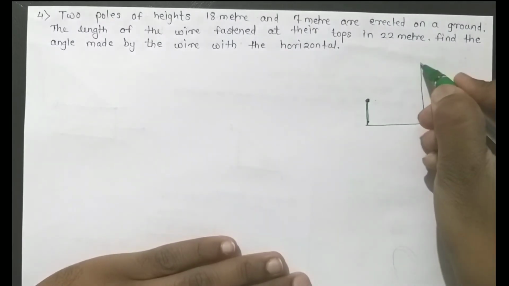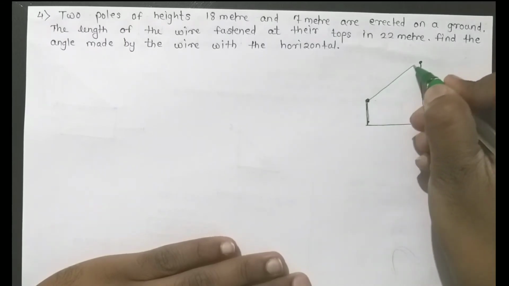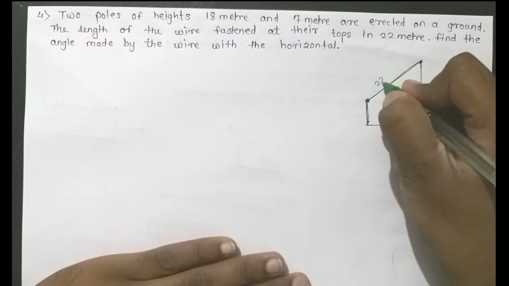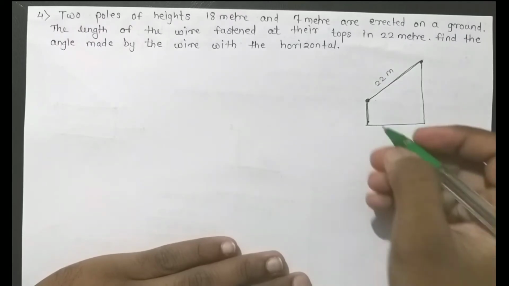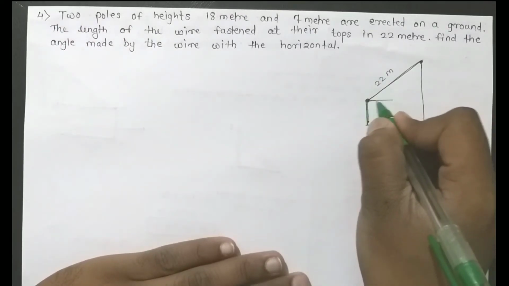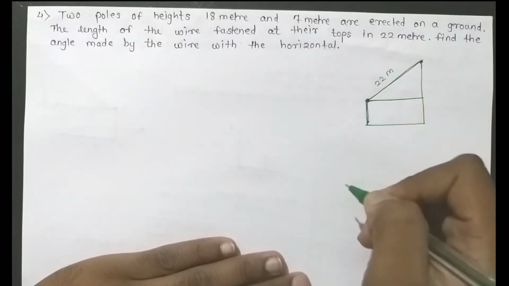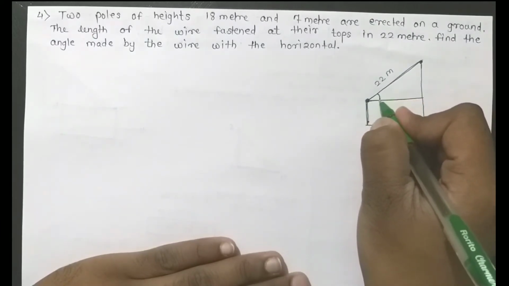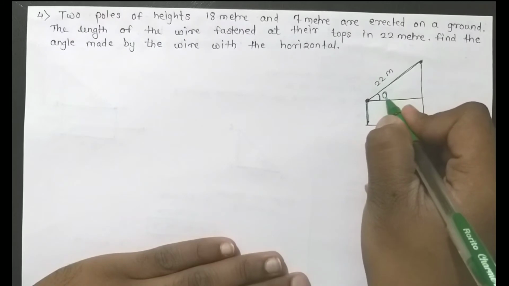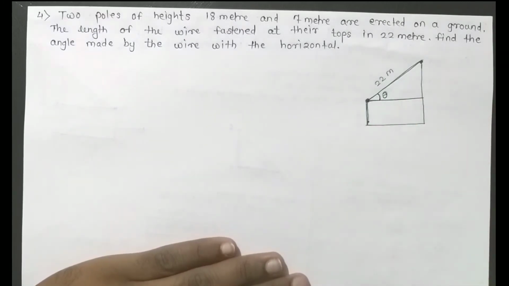The length of the wire fastened at the top of this pole and this pole, the length of this wire is 22 meter. Find the angle made by the wire with horizontal. So I draw here horizontal line, and what we have to find now, the angle made by the wire with the horizontal. Here we have to find theta.